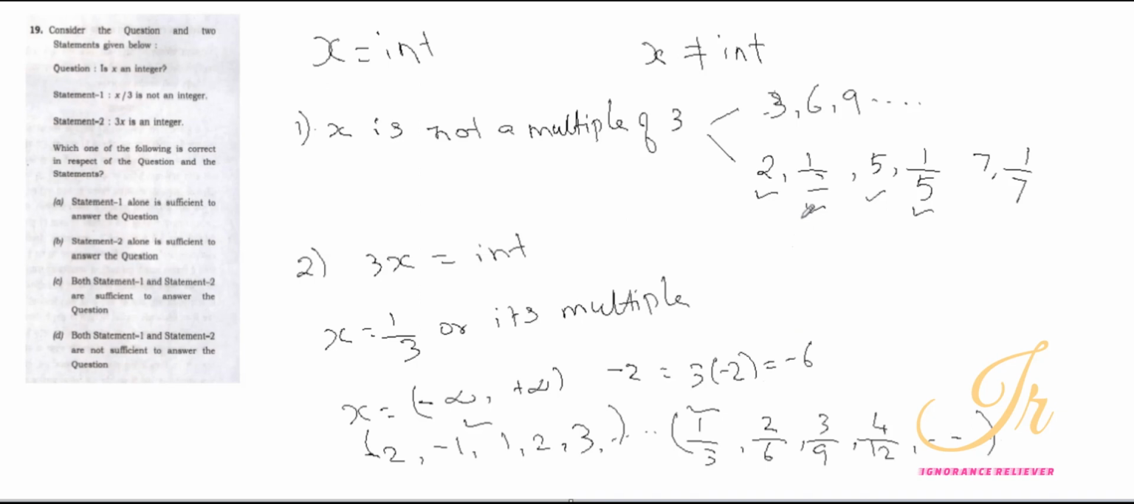So from both the statements, we can't conclude whether x is an integer or x is not an integer. So from this, we can conclude both the statements together are not sufficient to answer whether x is an integer or not. Fine? So that's it.